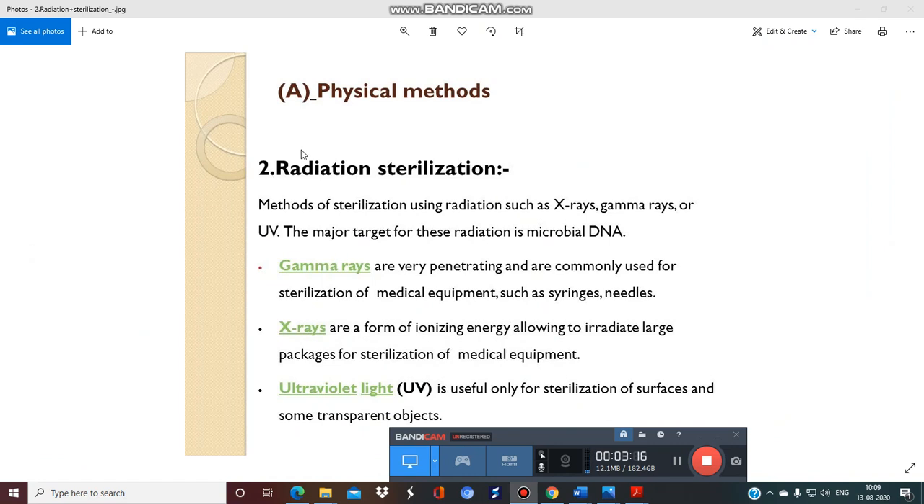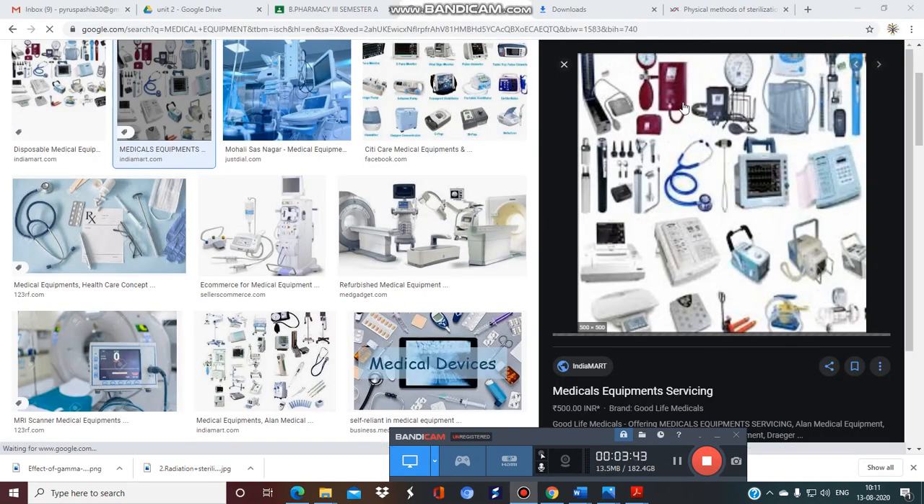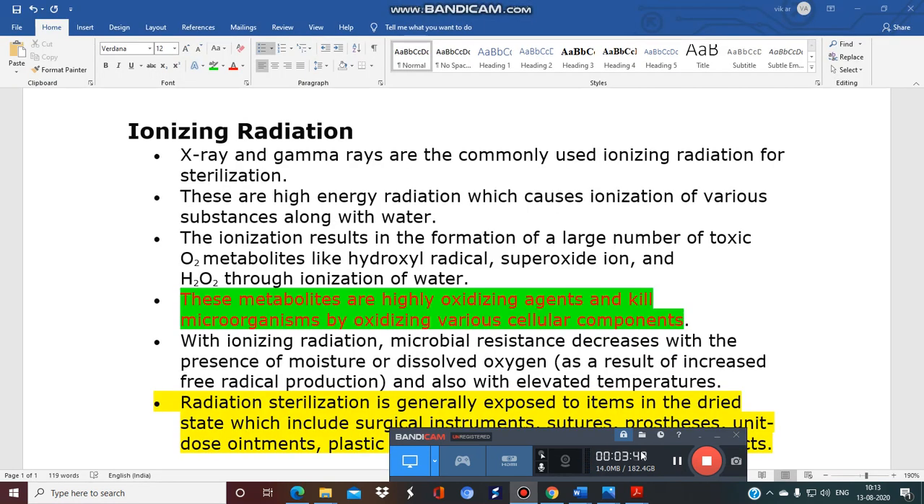So let's see again the radiation part, physical methods. The gamma rays are very penetrating and are commonly used for sterilization of medical equipment such as syringes and needles. Apart from that, X-rays form ionizing energy, allowing us to irradiate large packages for sterilization of medical equipment. So these types of radiations are used to sterilize various types of medical equipment. Please see this image. These are all medical equipment.